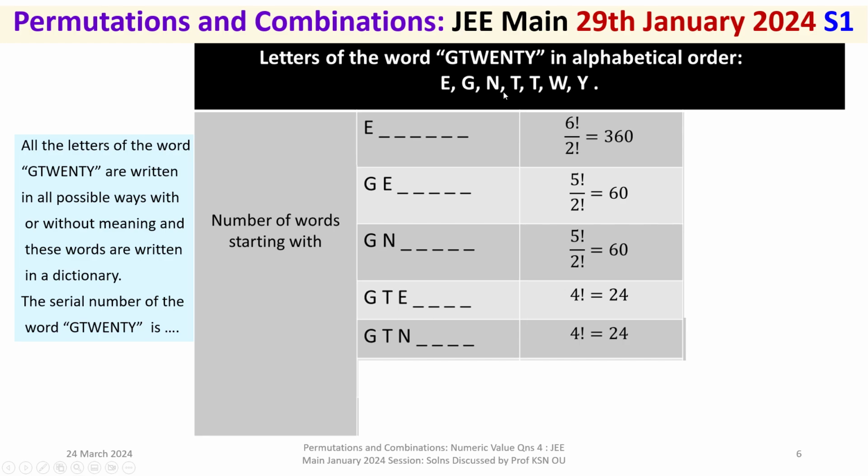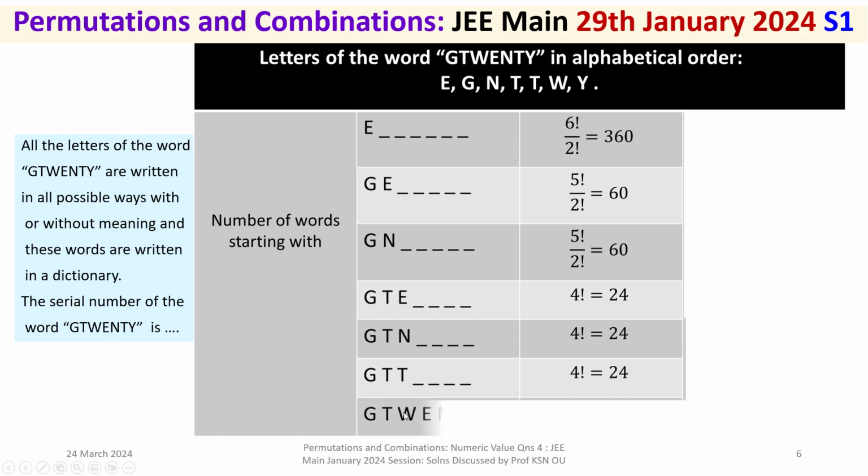Now, after GTN, it will be GTT. Again 4 spaces. They are different. Therefore, 4 factorial, that is equal to 24 ways. Now, GT, after T, it is W. So, GTW, that means we are coming to the first 3 letters of the given word. GTW, right? The first letter will be E, then it will be N, then it will be T, then it is Y.